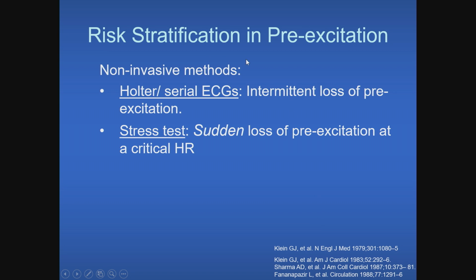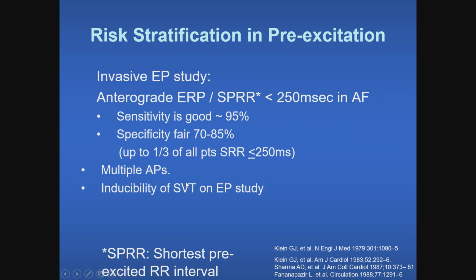So how can you do risk stratification in patients with pre-excitation who haven't had any tachyarrhythmia episodes? One option is to do a Holter or serial ECGs and look for intermittent loss of pre-excitation, which can indicate that the pathway is not very robust. A stress test that shows sudden loss of pre-excitation at a low critical heart rate can also suggest that the pathway is not so risky. The only problem is that if it's a left lateral pathway, sometimes these non-invasive methods are not so specific.